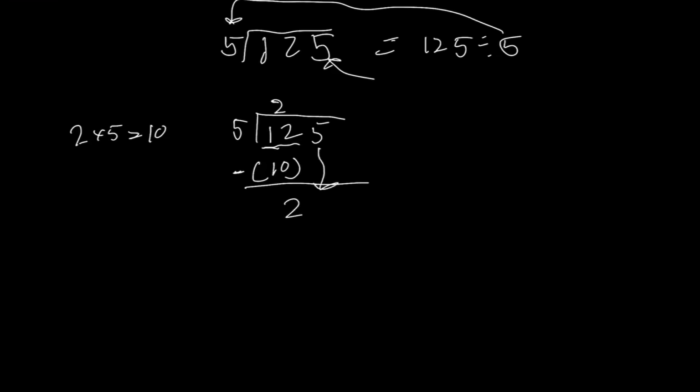Then you bring down the 5, or you bring down the next place. So now I have 25, and 25 can be divided by 5, and that gives us 5.